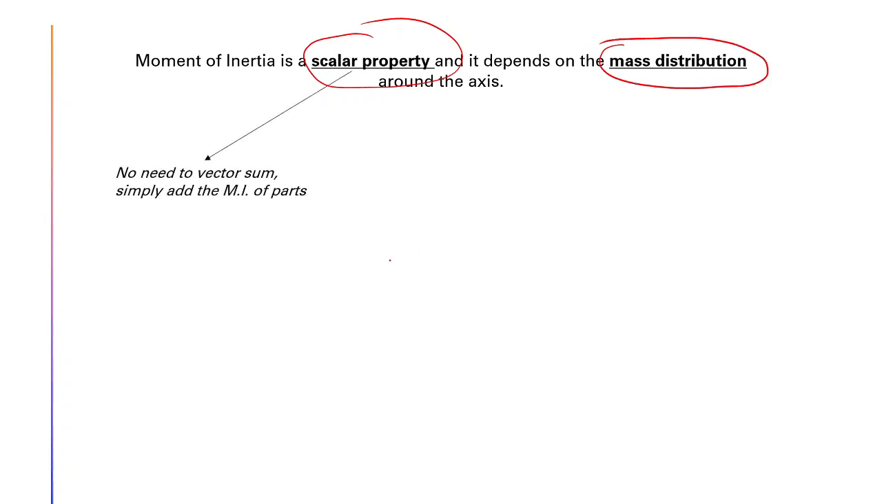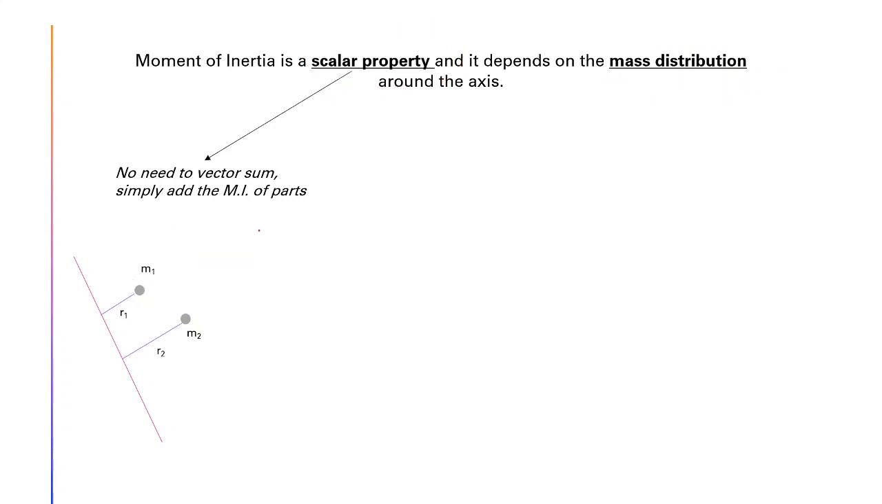So let's say you have two masses, and this red thing is your axis. I'm first explaining what a scalar property means. If you know the moment of inertia of this mass about this axis, because this is a point mass, it's simply m1r1², right? And for the second mass, that is m2r2².